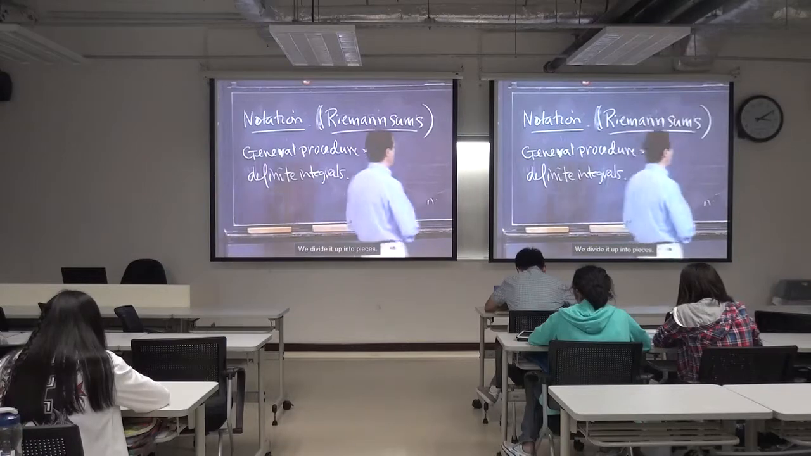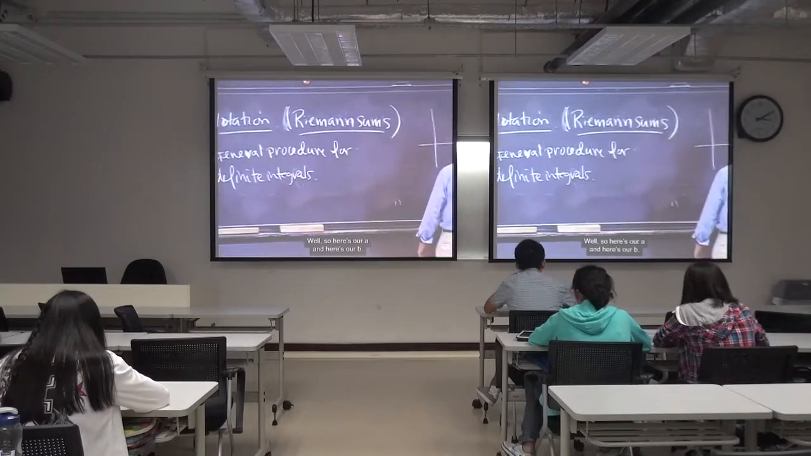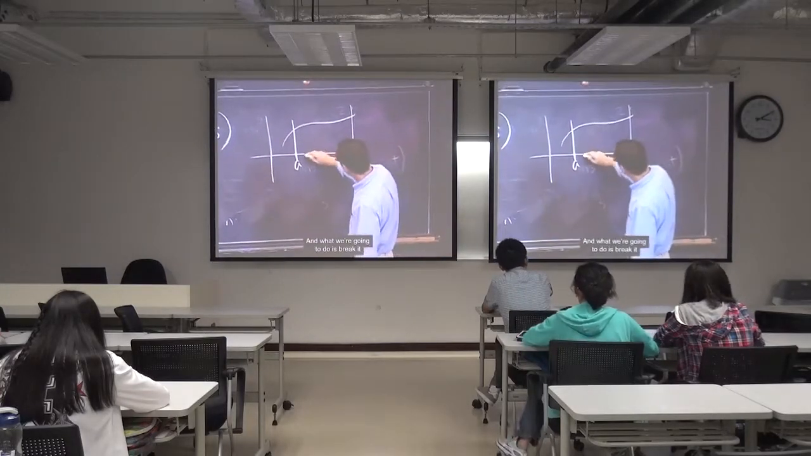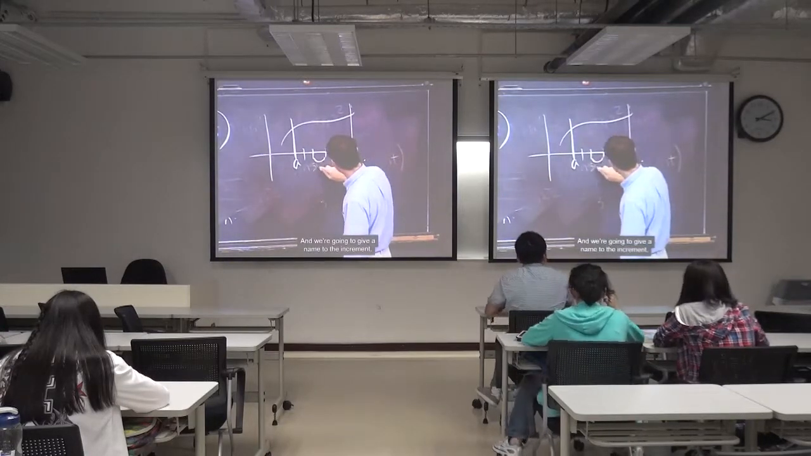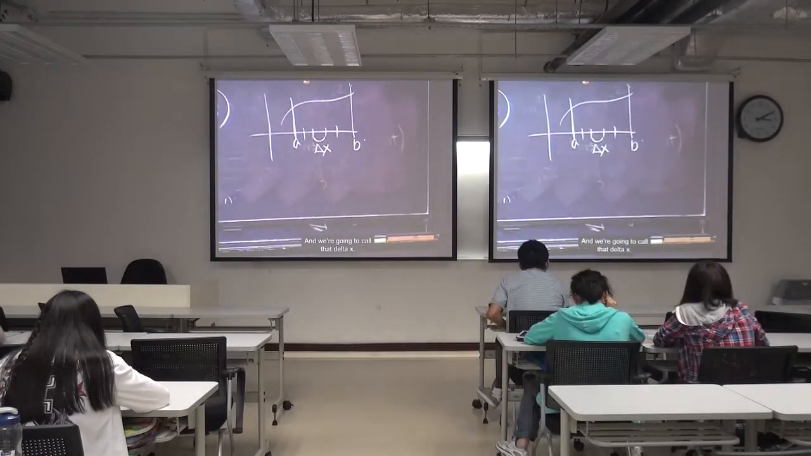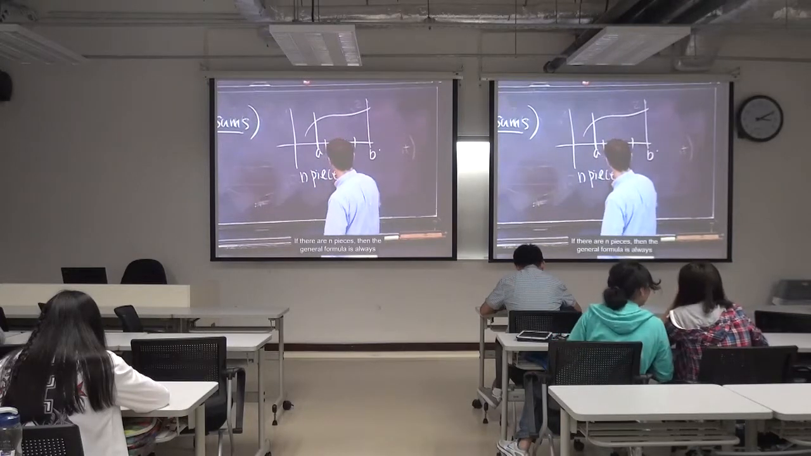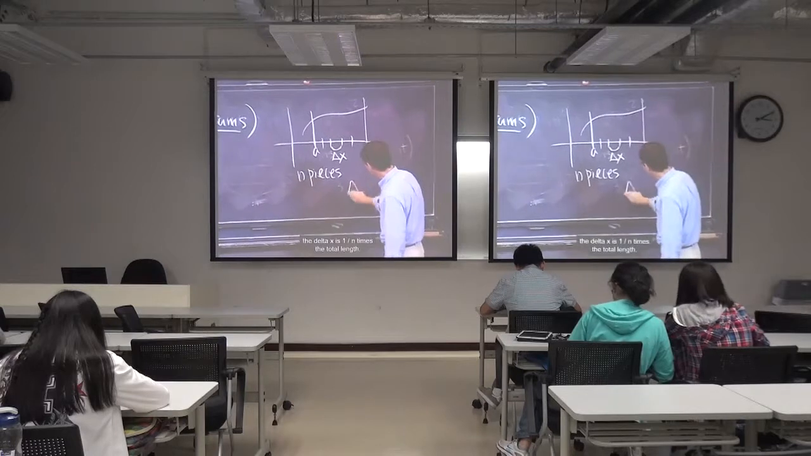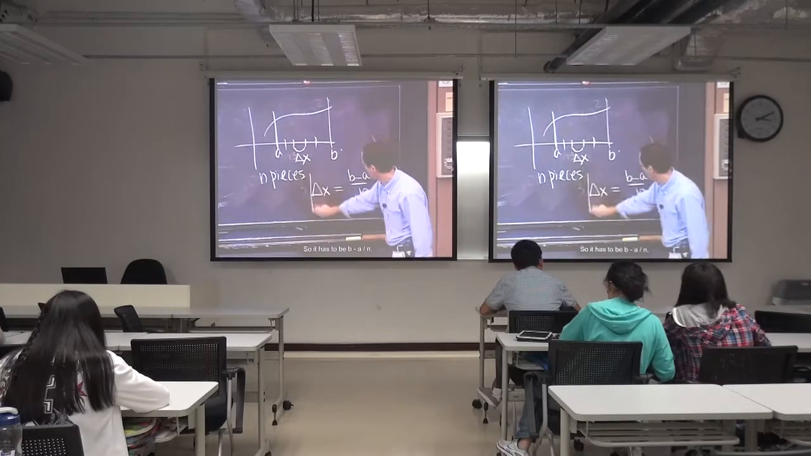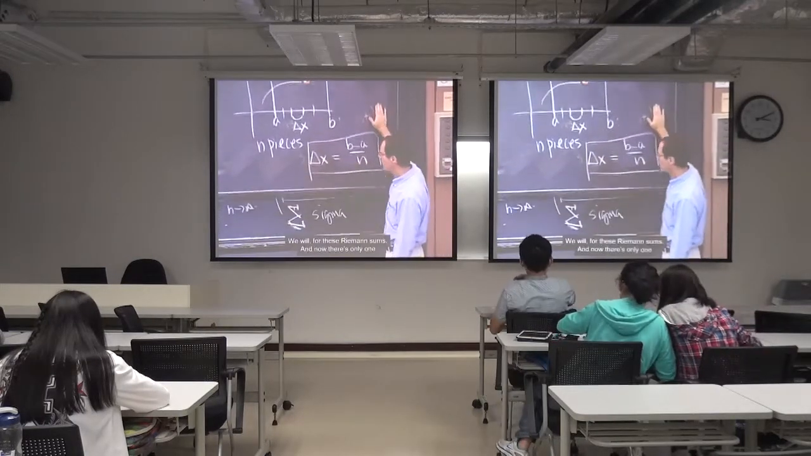We divide it up into pieces. How do we do that? Well, here's our a, and here's our b. What we're going to do is break it up into little pieces, and we're going to give a name to the increment, and we're going to call that delta x. So we divide up into these. How many pieces are there? If there are n pieces, then the general formula is always that delta x is 1 over n times the total length. So it has to be (b minus a) over n. We will always use these equal increments, although you don't absolutely have to do it. We will for these Riemann sums.